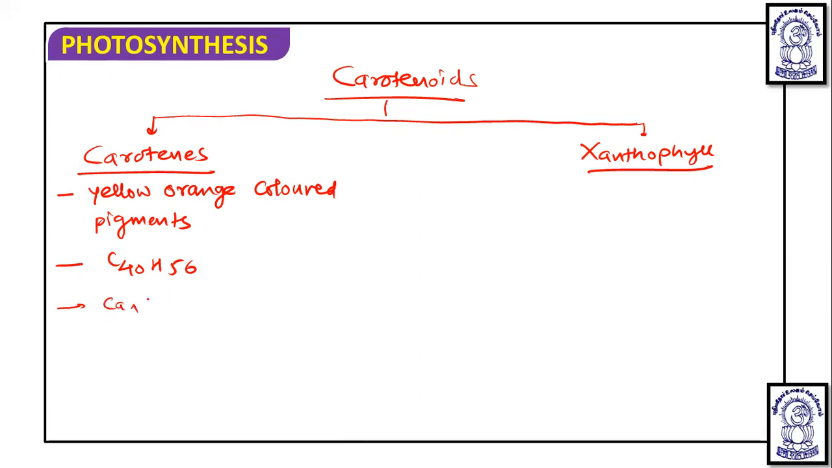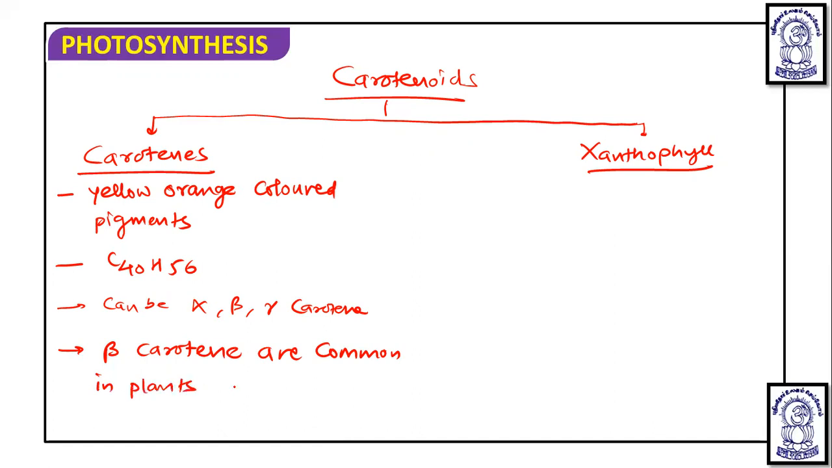They are of three types. They can be alpha, beta, and gamma carotene. Out of these, beta carotene is common in plants and is also responsible for the color of carrot.